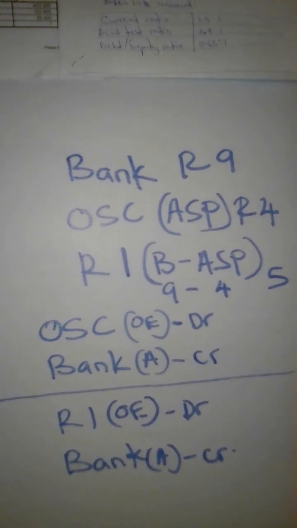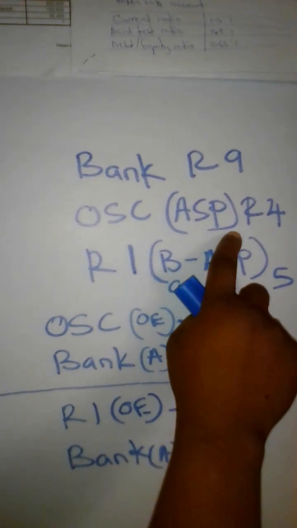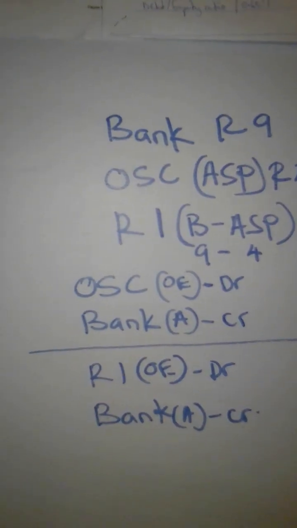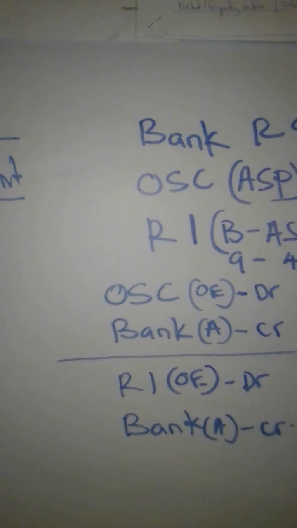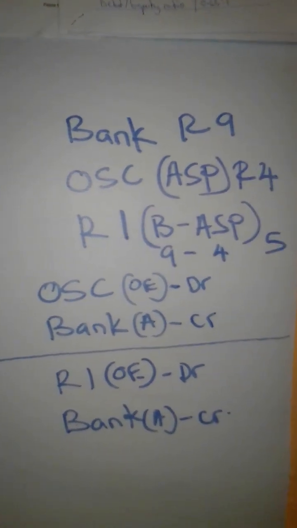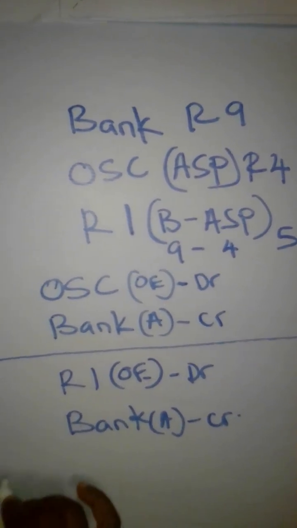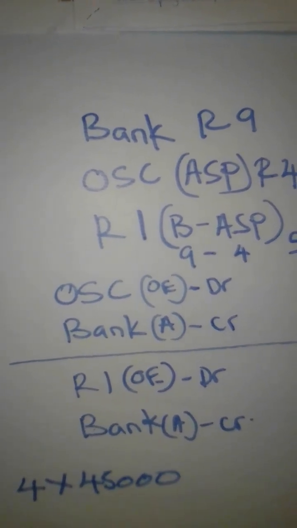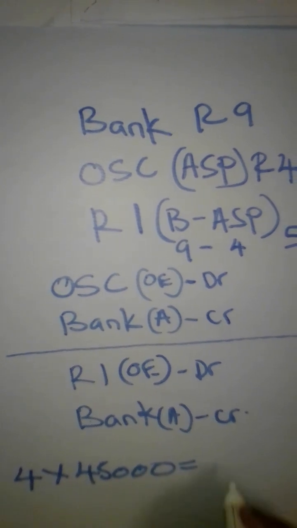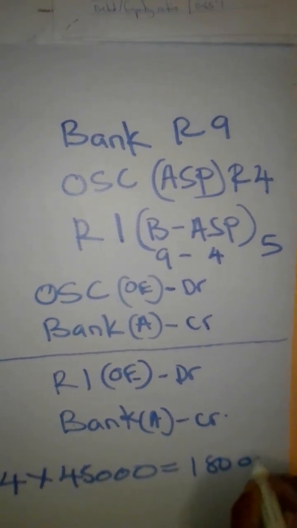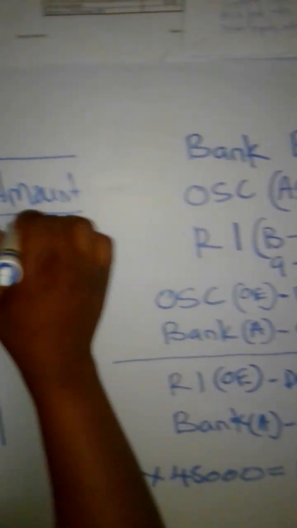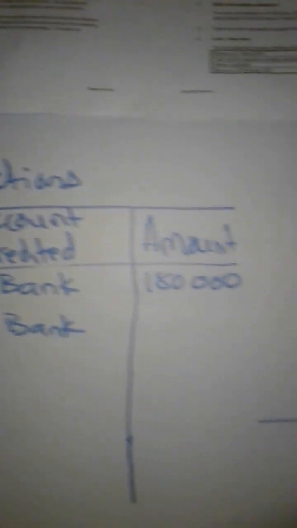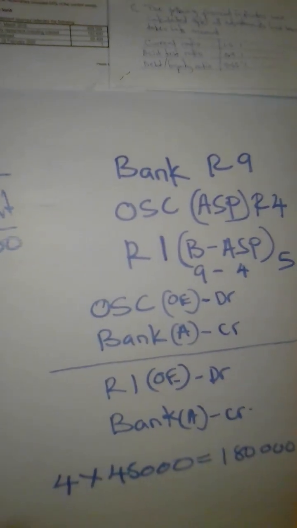So we are going to say 4 rand multiplied by the number of shares that were repurchased. How many shares were repurchased? Remember, there were 45,000 shares. So we say 4 rand multiplied by 45,000, which will give us something like 180,000. So here it's 180,000. And then the retained income, we're going to say 5 multiplied by 45,000.